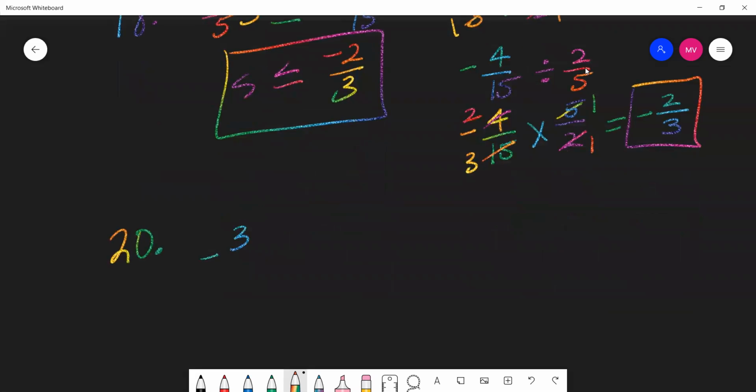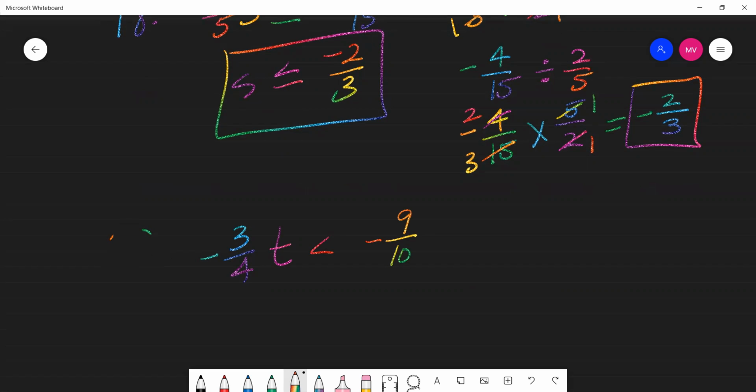Okay. All right, so number 20, Gabe. Very similar. We have -3/4 T is less than -9/10. So what do I have to do to isolate my variable T? Divide by what?